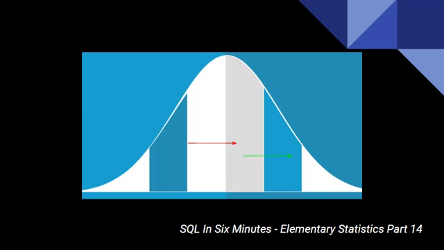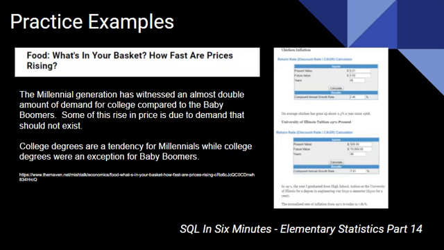And so what happened is, as that became the tendency, first of all, the wages may have gone down, but remember that when it becomes a tendency, there's going to be more demand, right? Well, as you have an increase in demand, what ends up happening? Well, the price is going to rise. It's basic economics. So college degrees are the tendency for millennials, while they were, I should say, not really an exception, but they were rare for baby boomers.